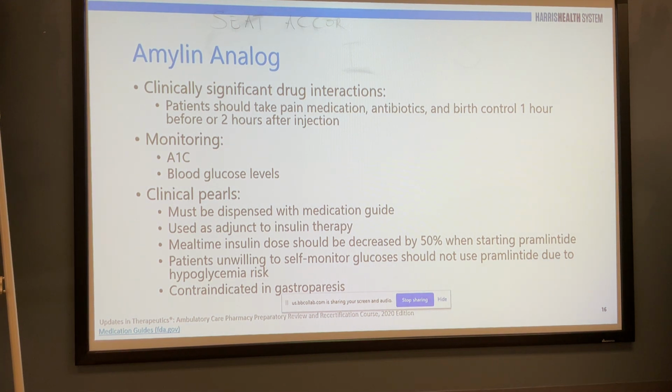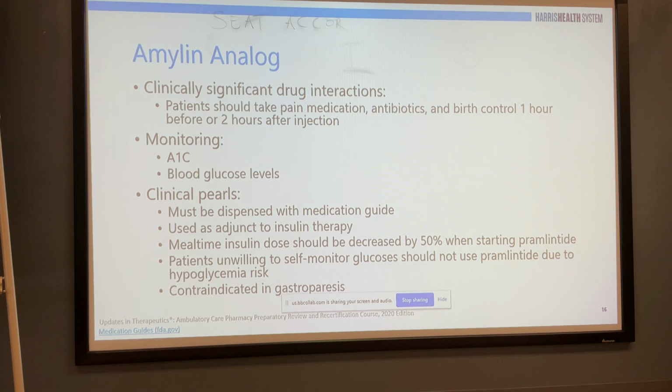So continuing on, because of how this drug works and because it kind of slows down things moving through the tummy, there are some clinically significant drug interactions. So any medicines that need to be absorbed right away, such as pain medicines, antibiotics, birth control, you want to separate the injection from those products. And it's recommended 1 hour before or 2 hours after the injection. So basically not at the same time of anything that might be acute medication. When you put a patient on an amylin analog, you want to monitor their A1C and their blood sugar levels, like how the patients are doing at home.